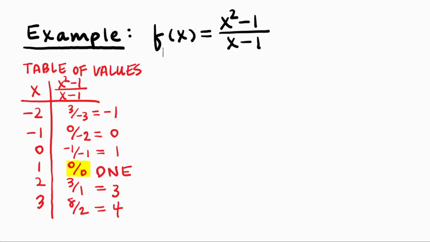Okay, so I've got a table of values, and I'm noticing a pattern here. It looks like f of x is equal to x plus 1. The output is always 1 bigger than the input, so it feels like f of x equals x plus 1. But let's try to simplify this.